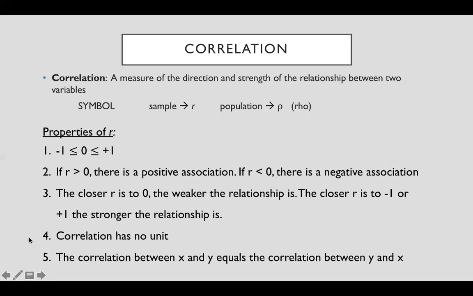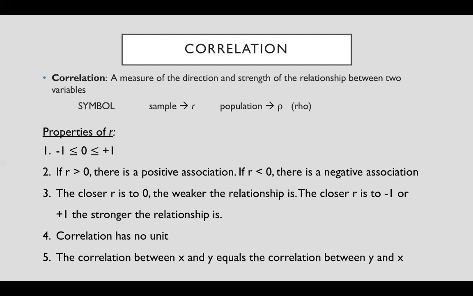All right, so we're going to talk about correlation for a little bit. Correlation is the measure of the direction and strength of the relationship between two variables. It really doesn't have a unit to it, and it's really just showing the strength of the relationship between two variables. So it represents strength and direction between two variables. For the symbols for correlation, we have a sample symbol of a lowercase r, and our population symbol is rho.